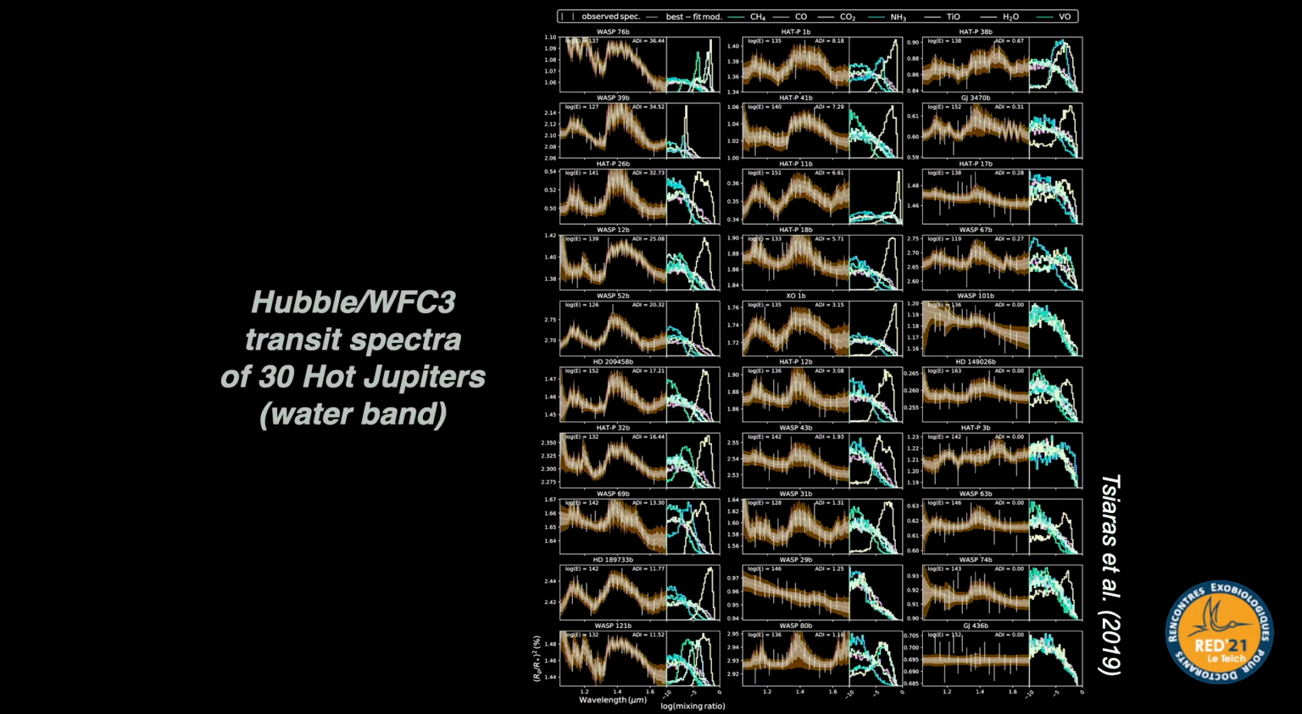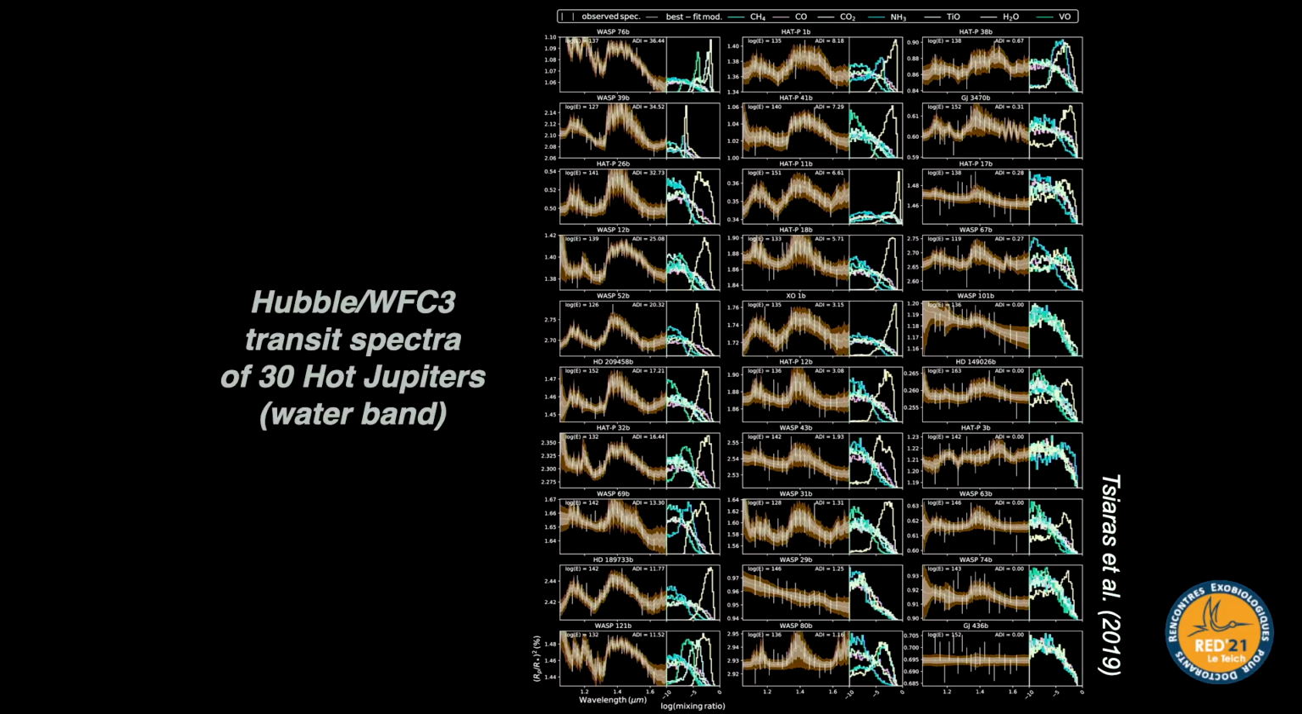So here, for example, is just to show you that this has been applied to many planets. Here is just an example for 30 hot and warm Jupiters and some Neptunes, where we have looked at the Hubble WFC3 instrument that shows you basically the water band, and that shows you from the top left where you have the most robust detection of water to the bottom right where we have planets where we don't see water.